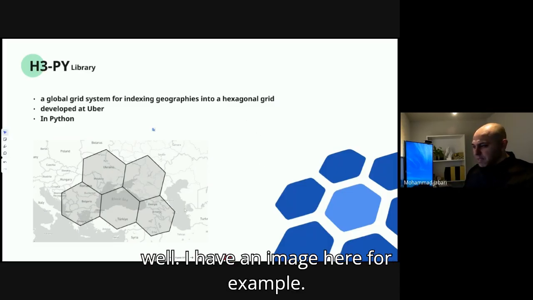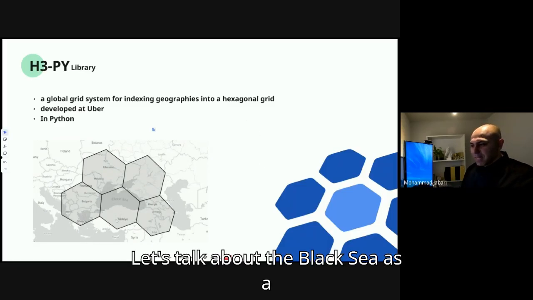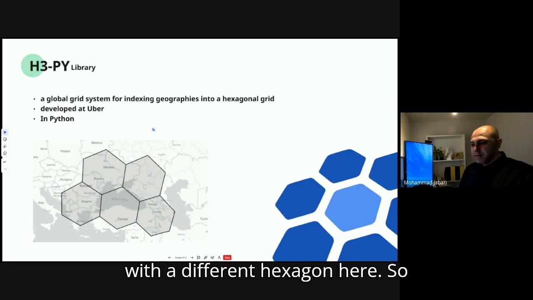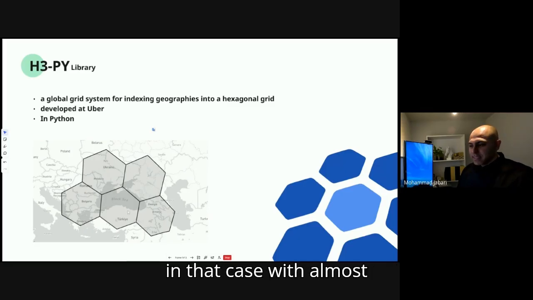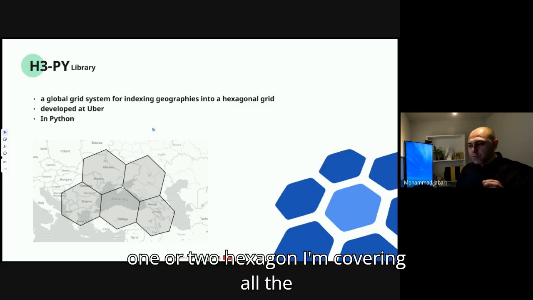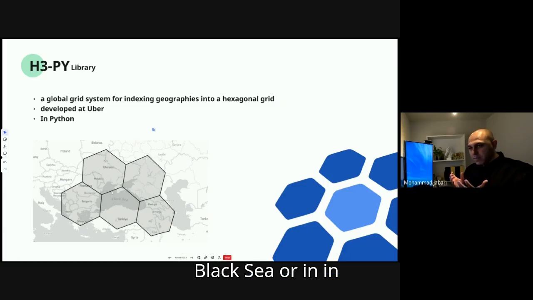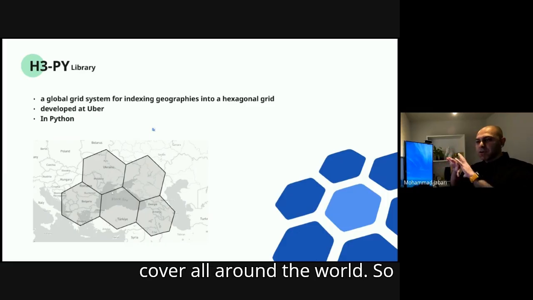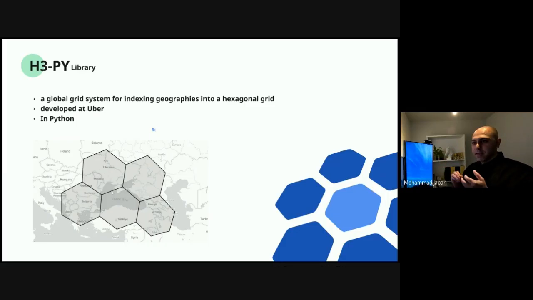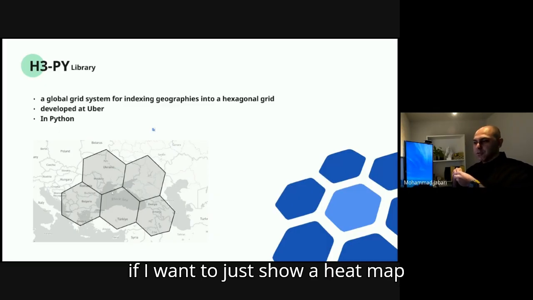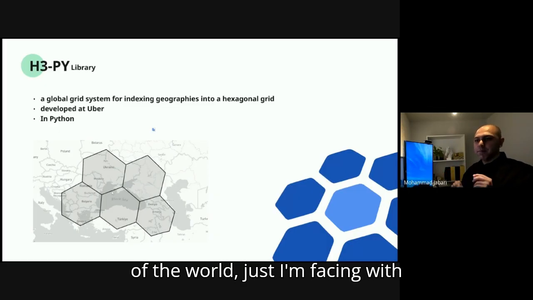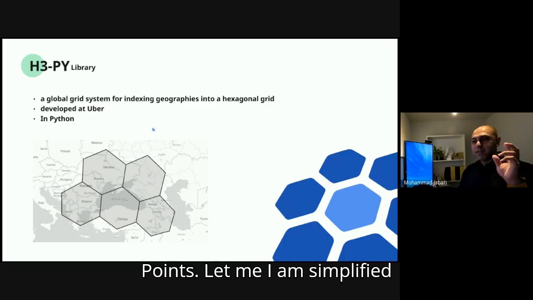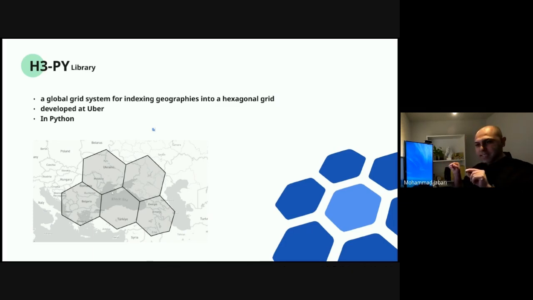I have an image here. For example, let's talk about the Black Sea. I cover the Black Sea with different hexagons here. So in that case, with almost 1 or 2 hexagons, I'm covering the whole Black Sea. Or with 122 hexagons, I can cover all around the world. So if I just want to show a heat map of the world, I'm facing just 122 points, simplified points or hexagons.